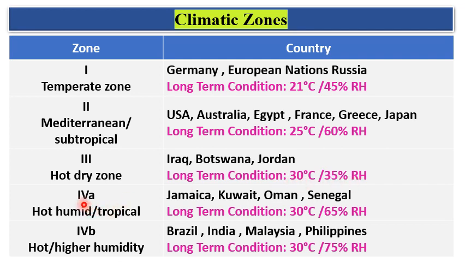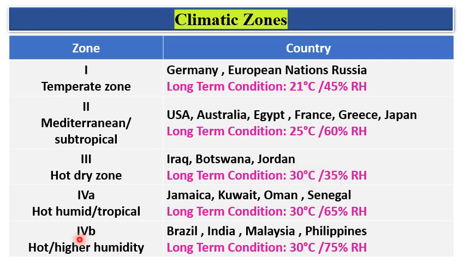Then zone 4A, that is hot, humid, that is tropical. So Jamaica, Kuwait, Oman, Senegal. These are some of the countries. Senegal is an African country, I just mention it to help you remember. The long term condition is 30 degrees and 65% RH. Here temperature is maintained while humidity is increased, but in zone 3 temperature is 30 and humidity is less.